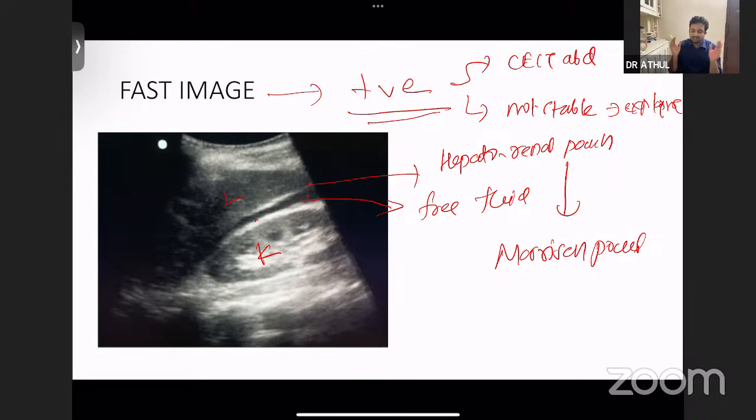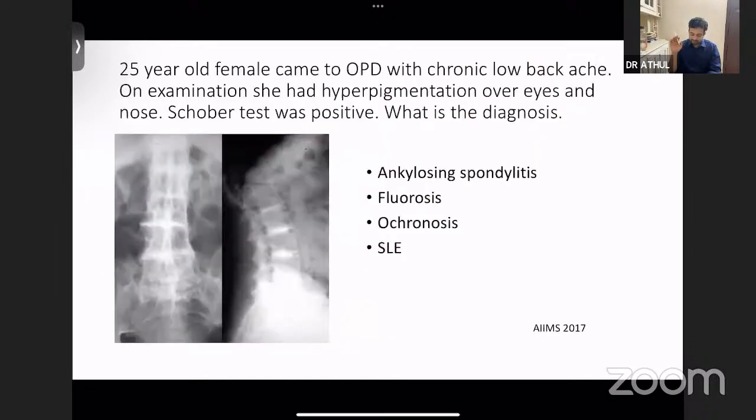Very simple. FAST is very, very commonly asked. Don't make a mistake here. FAST is very, very important.